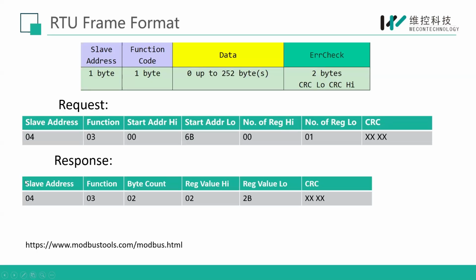Our slave will respond in this format. The slave will respond with 04, the station ID, the same. Next, the function code is the same. And this is the byte count: how many bytes the slave responds and gives as data to our HMI. This is the byte count, and this is the register value high and low. So these are the register values the HMI receives, and the last one is CRC.